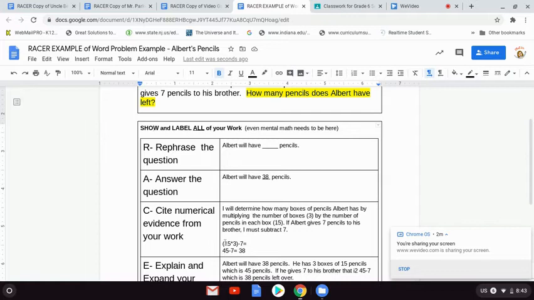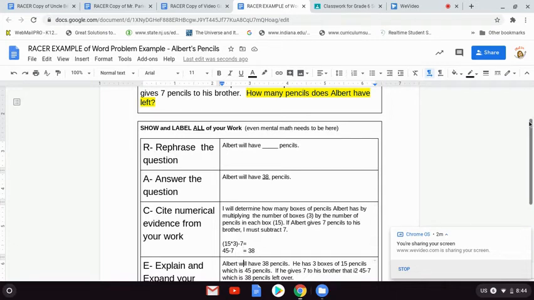So the first thing I'm going to do is 15 times 3. I put those in parentheses, so it's 15 pencils times 3 boxes. And then minus 7 because he gives 7 to his brother. Now, if I'm to solve for that, I always like to line up my equal signs. But I'm going to solve for that. So 15 times 3 is 45, minus 7. So 45 minus 7 is 38. And that's how I got my answer.